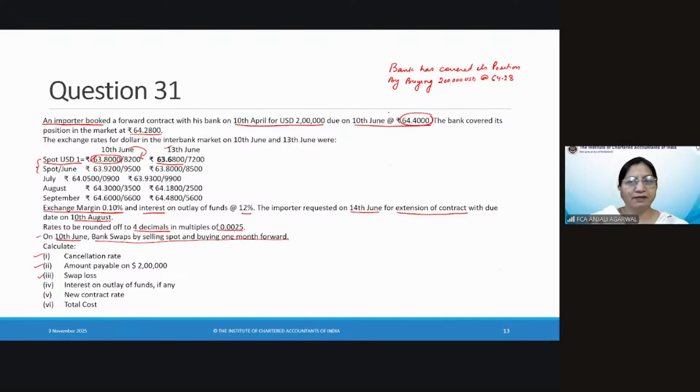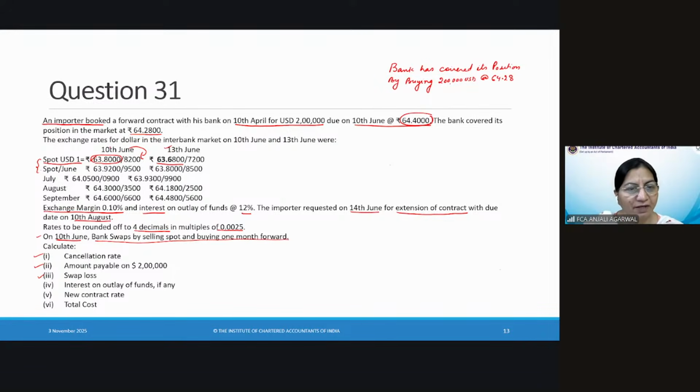Did you understand? Bank has covered its position by arranging the dollars. So bank already bought $200,000. What will bank do with this? Nothing. Why? Because the customer has not come to the bank to take the dollars. So what will bank do with it? Bank will have to sell it in the spot market on 10th June. So bank will sell these dollars which it had already covered at 63.80, right?